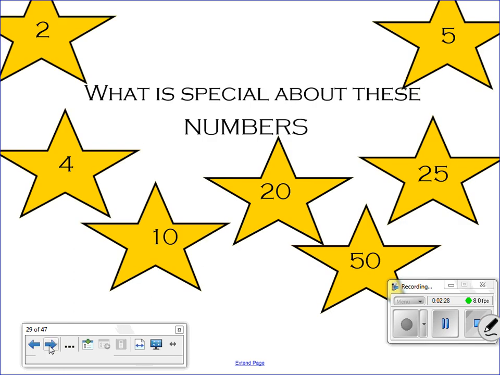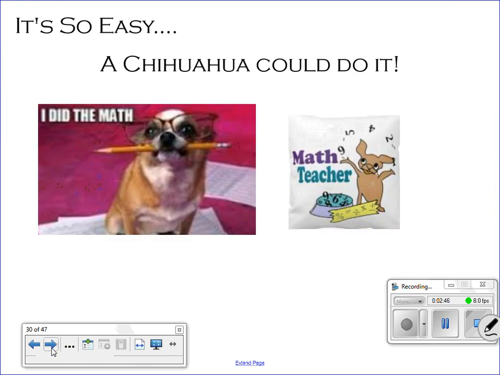Now, what is special about these numbers? As you can see, we just got done working with a bunch of tens, hundreds, and thousands. Look at all these numbers up here: 2, 5, 4, 20, 25, 10, and 50. You come up with what is special about these numbers. Okay? It's so easy, a chihuahua can do it.